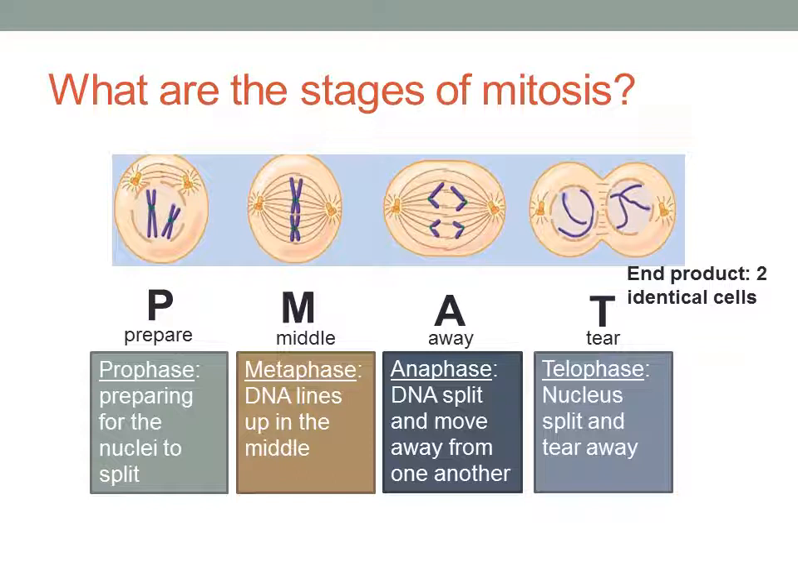The last step is T, which is telophase, and that's when the nucleus splits and tears away from one another. The end product would be 2 identical cells with identical DNA inside.